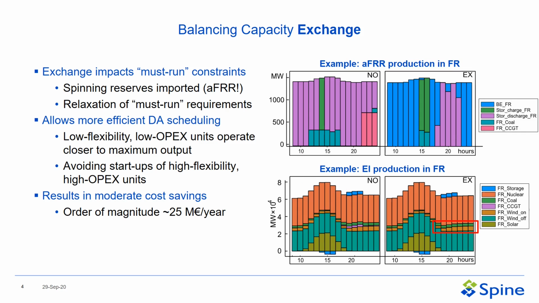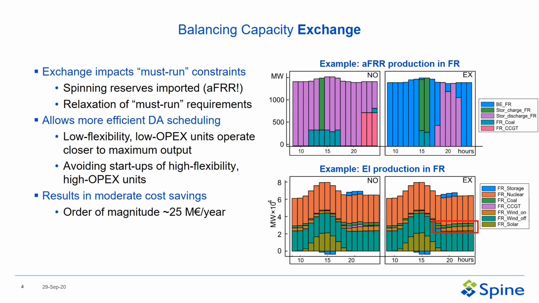Results of our case study, and first of all at the exchange of balancing capacity, we do see that the must-run constraints are relaxed and that we're having a more efficient day-ahead scheduling. So lower flexibility, low OPEX units can operate closer to maximum output, and we avoid unnecessary startups. And that can also be observed in these right-hand side graphs.